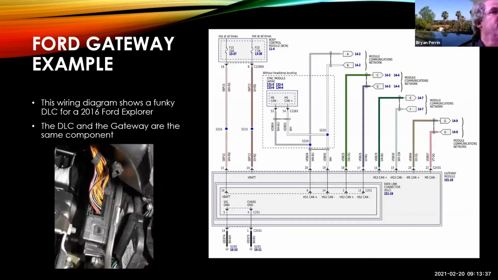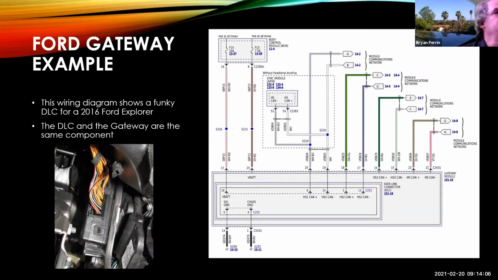So here's a Ford gateway example. In this case, this is from a 2016 Explorer. The DLC is actually a module. And if we look here at pins 6 and 14, which are our normal high-speed CAN, it looks like it's just passing through. But yet we know this is a gateway module.